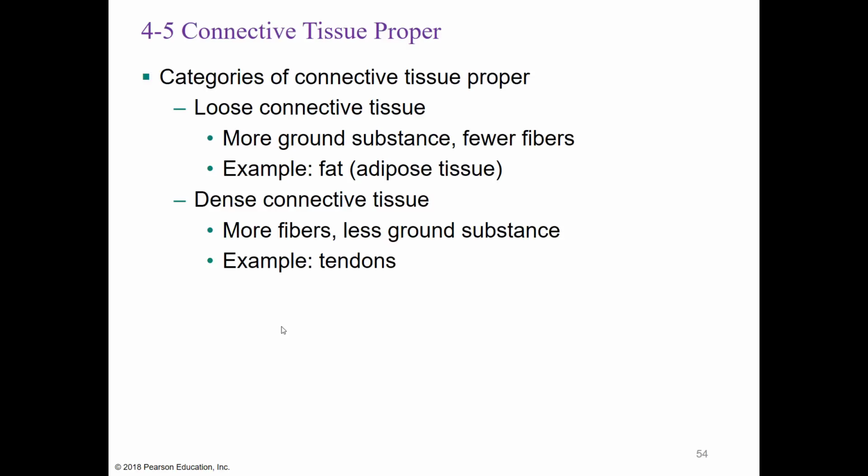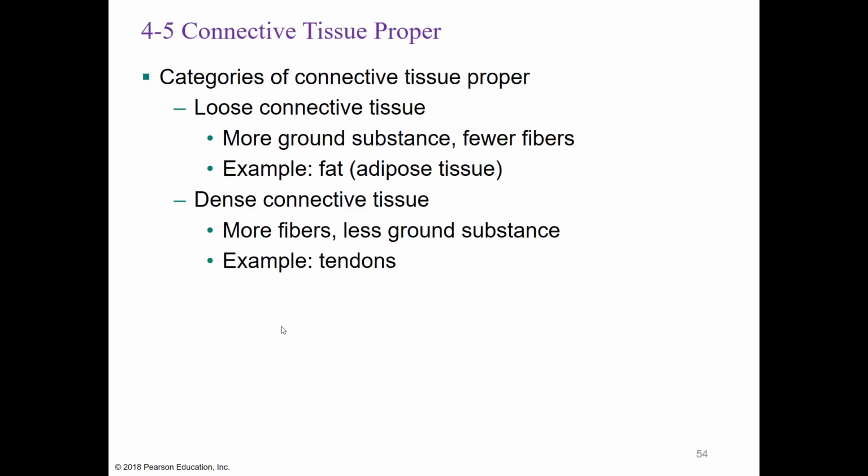Loose connective tissue has more ground substance and fewer fibers. So I like to think of it as a little bit squishy. So as it says, there's more ground substance, not as many fibers, so it is going to be very loose and squishy. An example of this would be fat tissue or adipose, which we certainly know feels quite squishy, unfortunately.